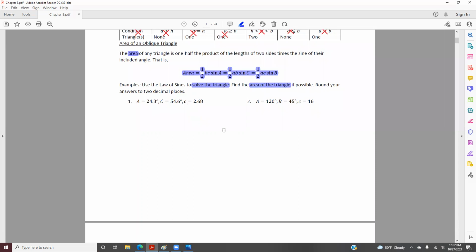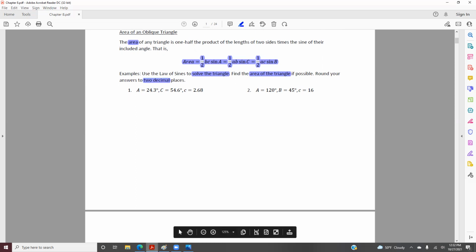If you read this question in your online homework, they separate this into two. They say the first question wants you to use law of sine to solve the triangle, and then after that, the last few questions want you to find the area of the triangle. Make sure you use the formula here. Okay, and that question wants you to round to 2 decimal places. So how do we do it?